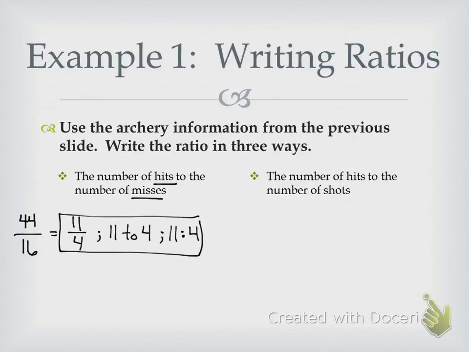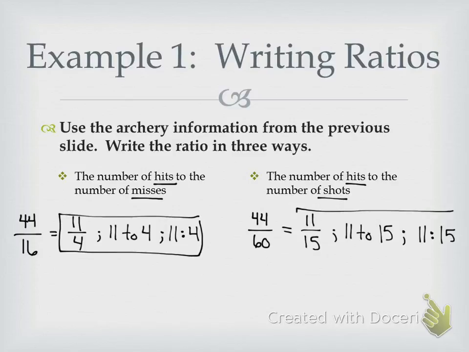All right, now it asked me to write the number of hits to the number of shots that he took. Well, again, 44 hits and 60 shots. Was this in simplest form? No. So I want you to go ahead and write it in simplest form and then in the two other ways. All right, so 44 over 60 reduces to what? 11 over 15. And then I can write it in my other two ways, 11 to 15 and 11 with a colon between the 15. Okay, and now I've written it in three ways.